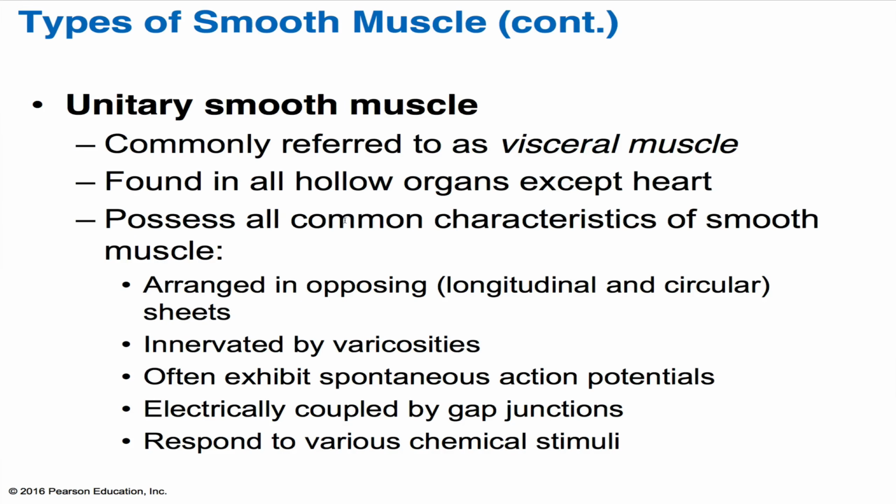They possess all the common characteristics of smooth muscles, so we see them arranged in opposing longitudinal and circular sheets. They're innervated by the autonomic system varicosities. Often, they exhibit spontaneous action potentials, and also they're electrically coupled by gap junctions. In addition, they respond to various chemical stimuli.